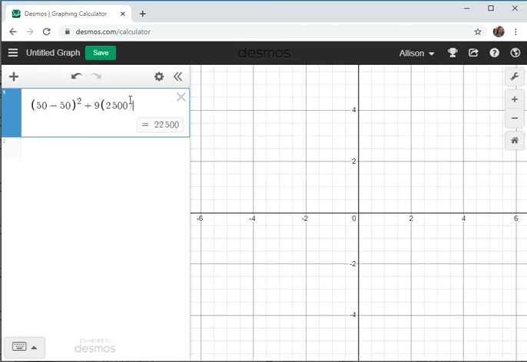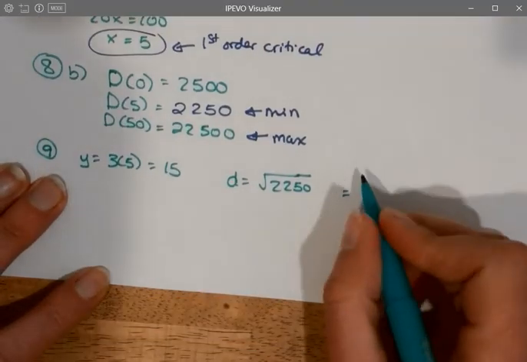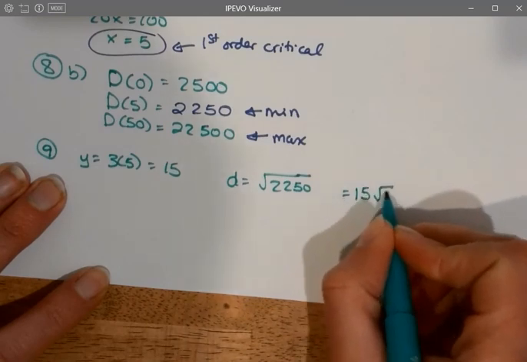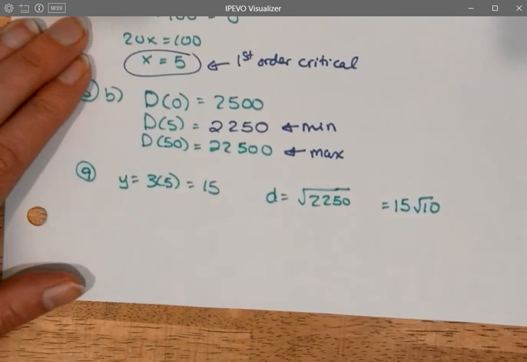Okay. So if I take 2250 and we divide it by, I don't know if 25 goes in. It does, 90 times. And 90 is, of course, divisible by 9. So I should get 15 square root of 10 here. Okay, so this will simplify to 15 times the square root of 10, right? Because 225 is 15 squared. There we go. All right.